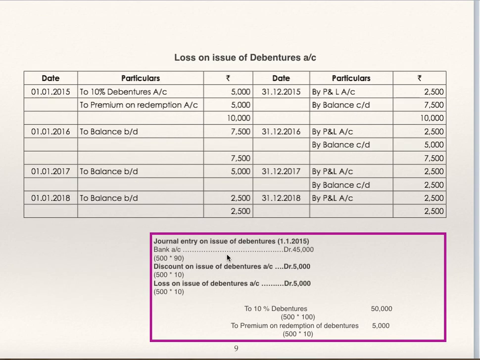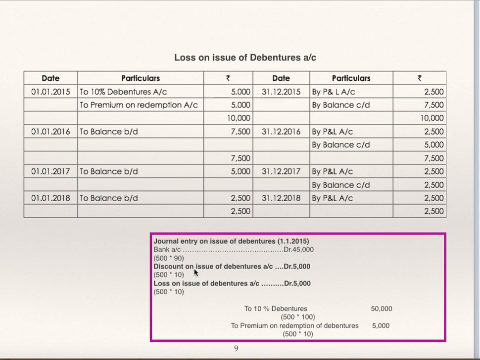Journal entry for issue of debentures: bank account debit 500 into 90, 45,000. Discount on issue of debentures account debit 500 into 10, 5,000. To 10% debentures account 50,000. This is the first part of the entry, and as they are redeeming it at premium, you have to create the entry at the time of issue only, and that entry is loss on issue of debentures account debit 5,000 to premium on redemption of debentures 5,000, 500 into 10 because premium is 10%.